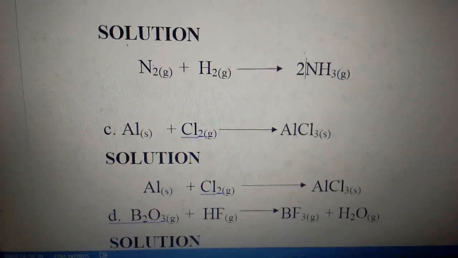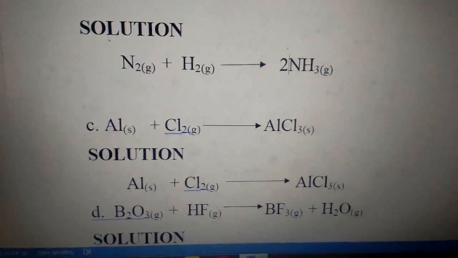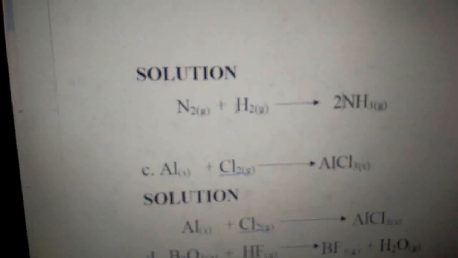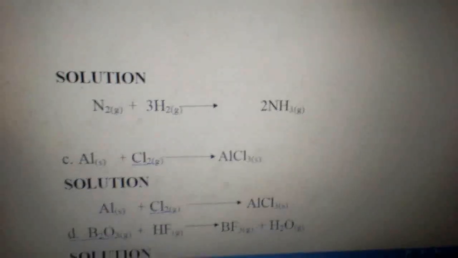So is there a number that can multiply 2 to give us 6? So we have 6 here. Is 6 divisible by 2? Yes. So 6 hydrogen atoms divided by 2 gives us 3. So we should have 3 moles in front of the reactant hydrogen.